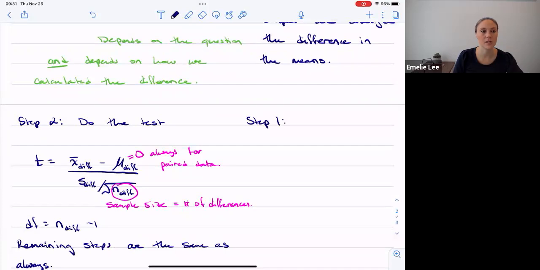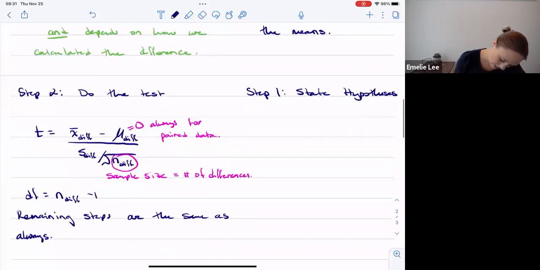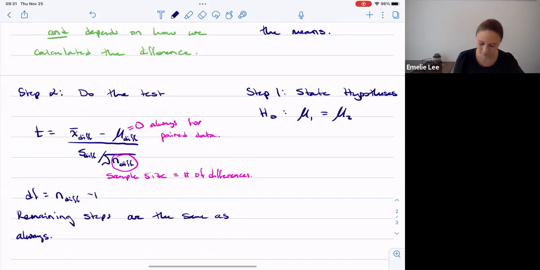We'll put it on a fresh page. So step one is to state the hypotheses. And my null hypothesis is going to be, I'll use mu1 equals mu2. As always, we always have to talk about the population mean, whether that be the population mean difference or the population mean of group 1, group 2. We're always talking about mu for means questions, and we're always talking about P, the population proportion, for proportion questions.